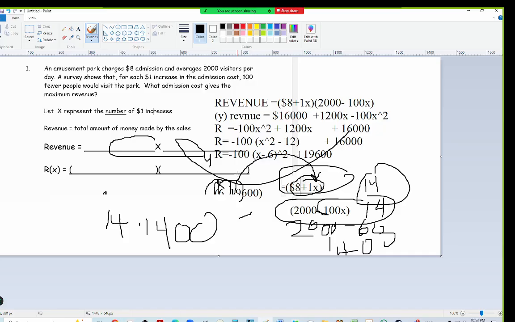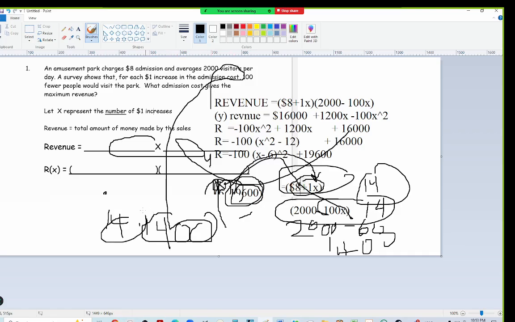14 times. I get 19,600. And look at what our value for the Y value was for the vertex. 19,600. Right. So this tells you what the max revenue was, and the X value that we sub into here and here tells you the number of people who came and the new price of the ticket.